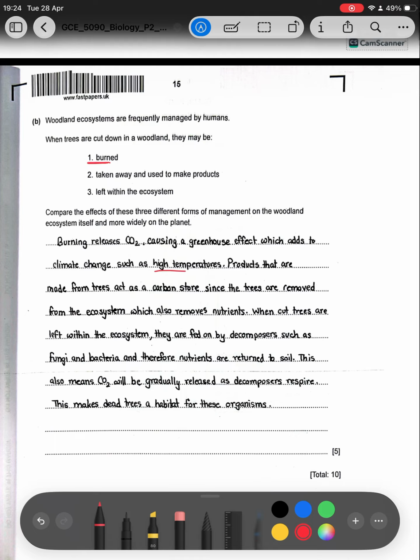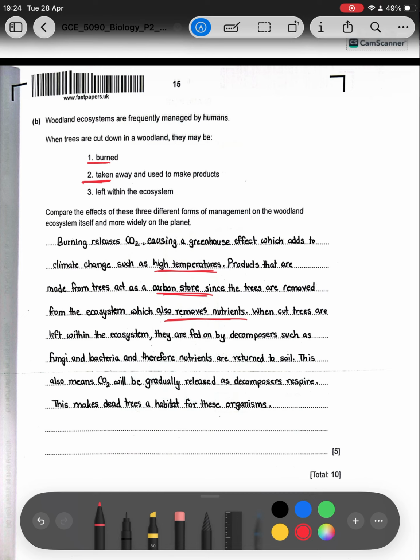Burning releases carbon dioxide, causing a greenhouse effect, which adds to climate change such as high temperatures, global warming, and so on. Products that are made from trees act as a carbon store. Since the trees are removed from the ecosystem, so now we're addressing this, it also removes the nutrients that are stored in the plants, the trees.